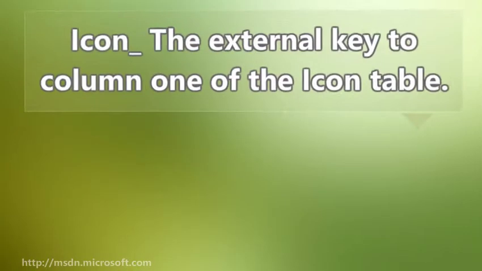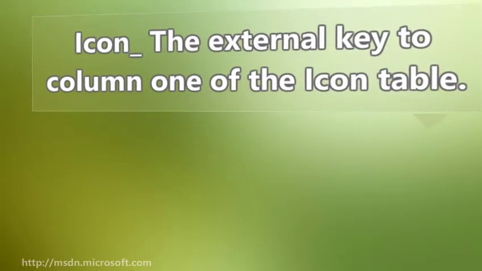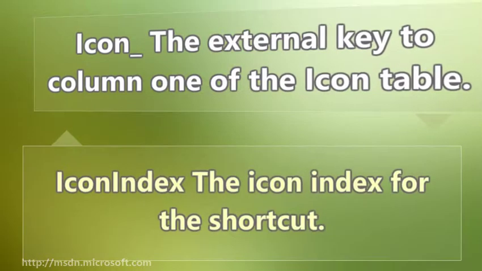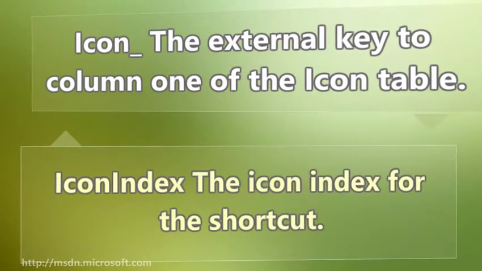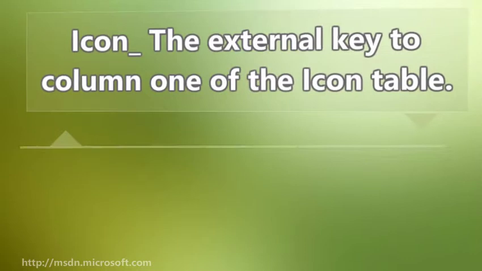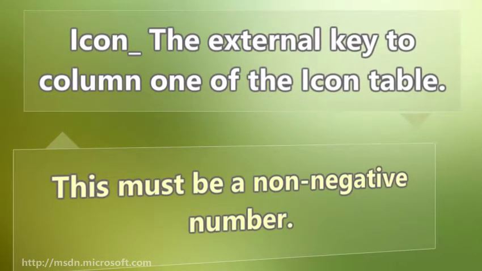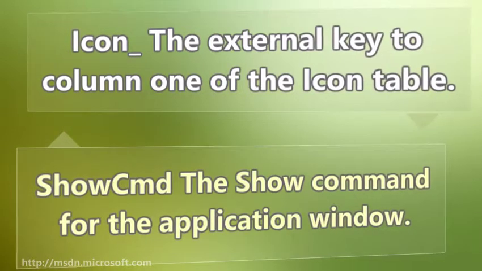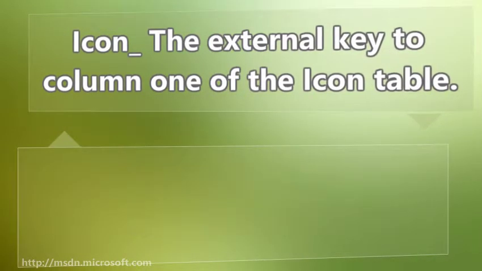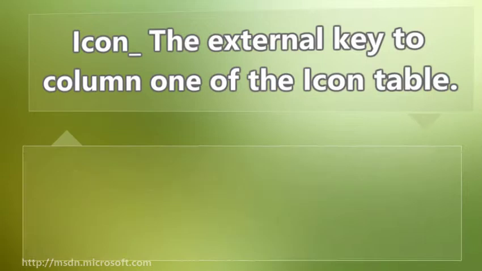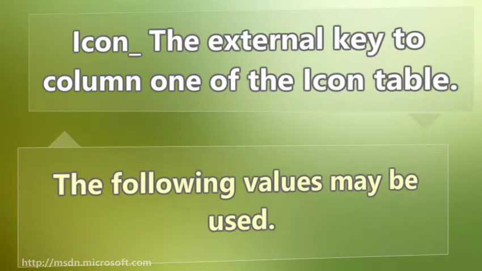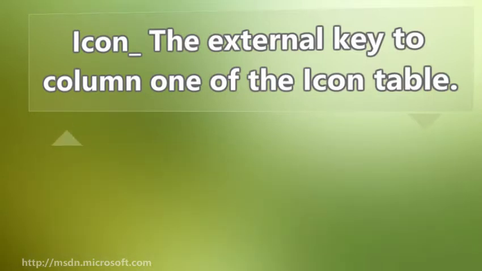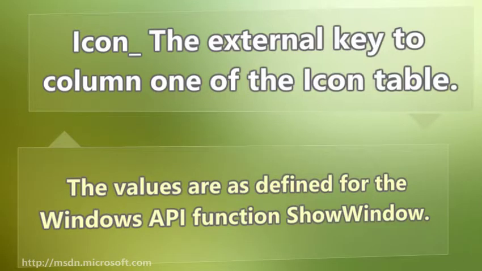Icon: the external key to column 1 of the Icon table. IconIndex: the icon index for the shortcut. This must be a non-negative number. Show: the show command for the application window. The following values may be used. The values are as defined for the Windows API function ShowWindow.